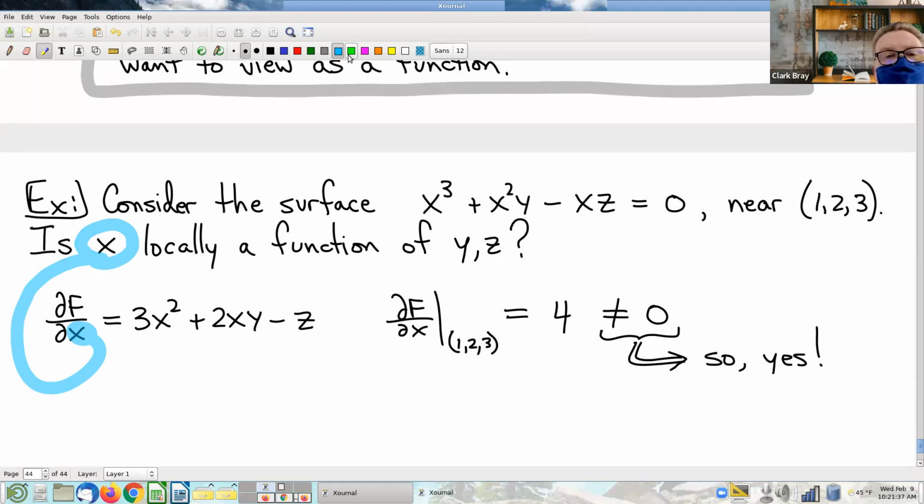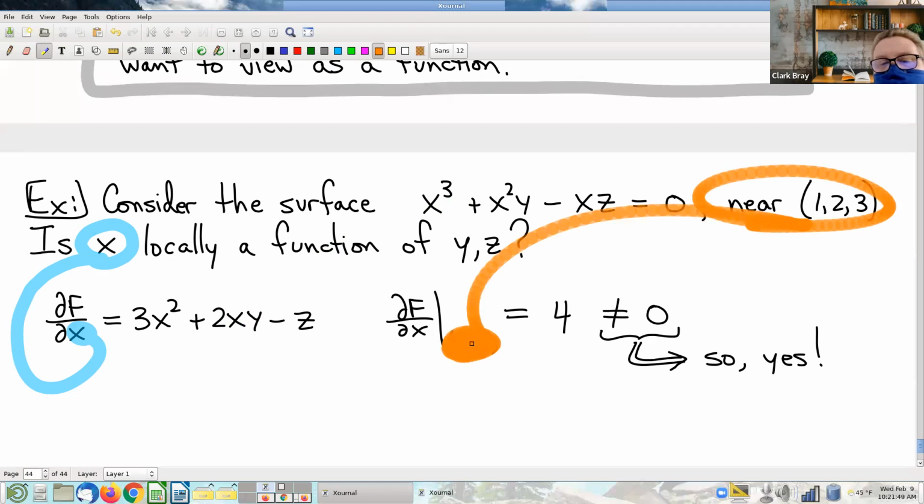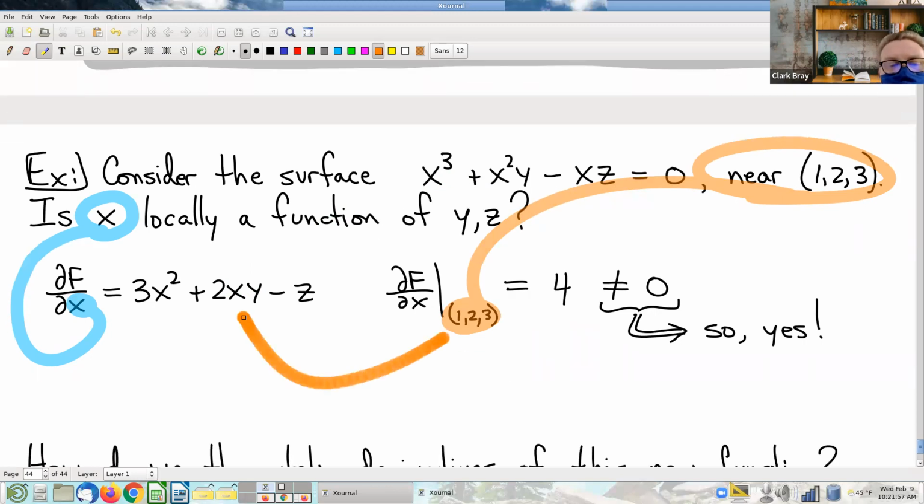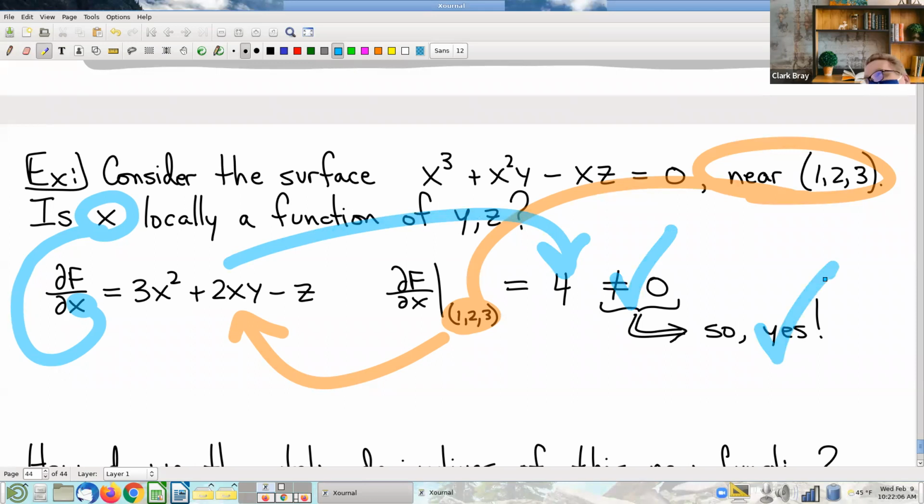And of course, a little bit of calculus, right? Take the partial derivative. We're interested in what that is at the certain point that we're given. At that point 1, 2, 3, in a neighborhood of 1, 2, 3, can it locally be viewed as a function? And so I plug in that value, and these numbers go into there, and the relevant partial derivative is 4, otherwise known as not 0. So no problem. Yes, treat x as a function all you want. Locally, it is. Everybody good? Okay, all right.